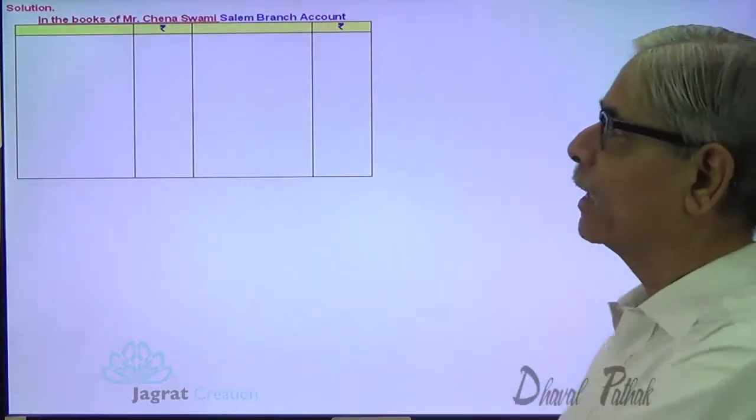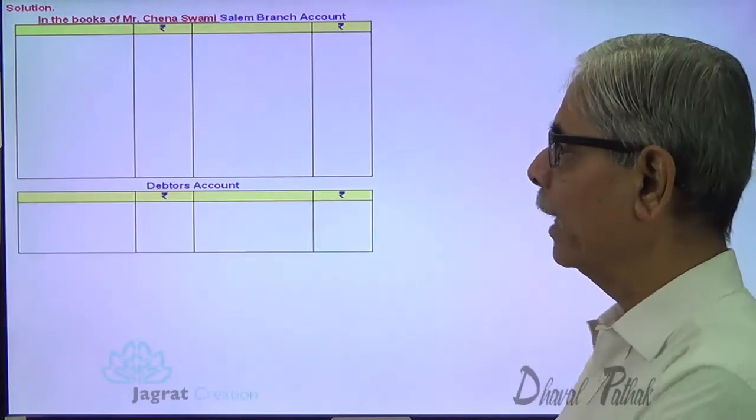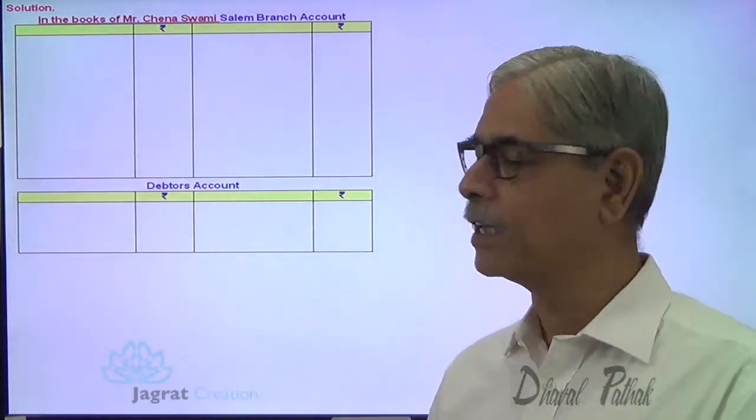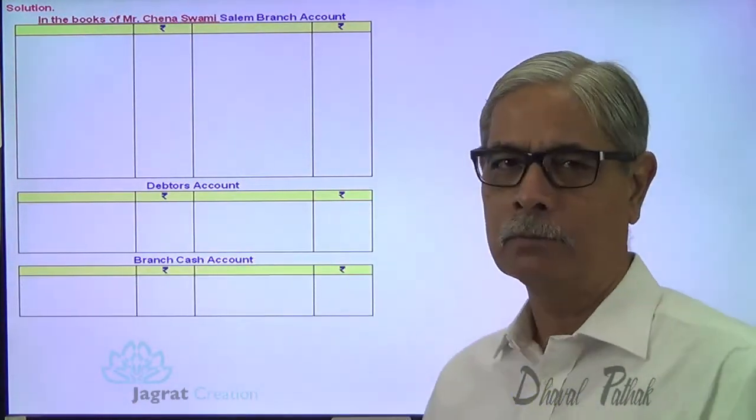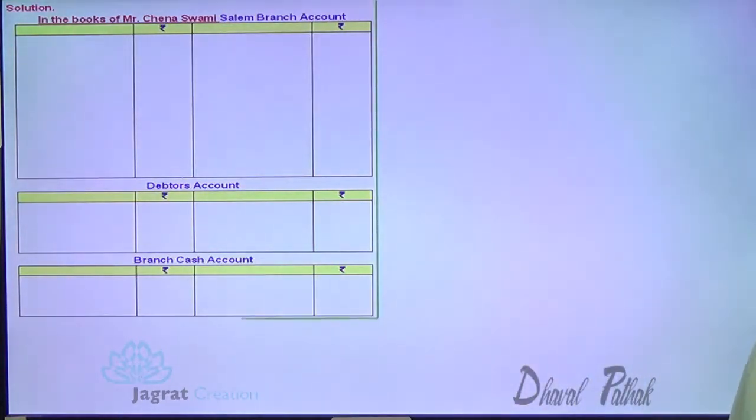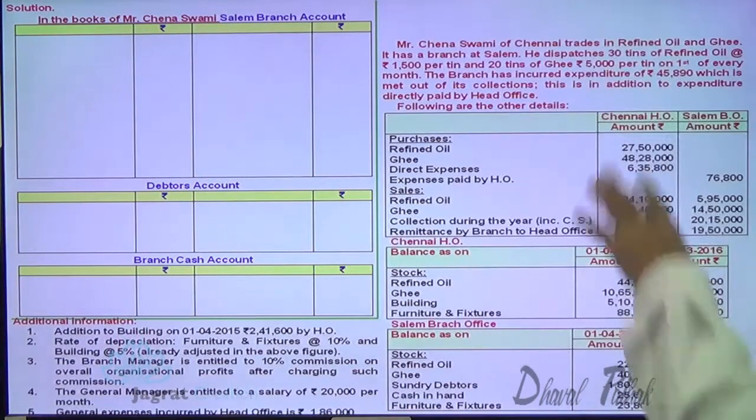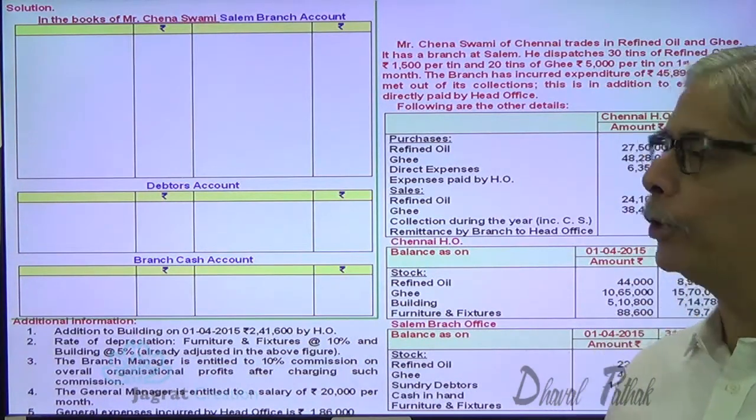So this is the branch account in the books of HO. As I told you, two working notes are required. One is debtors account, second is branch cash account. Now look at the first transaction. This is the detail of the sum that I have already read before you.